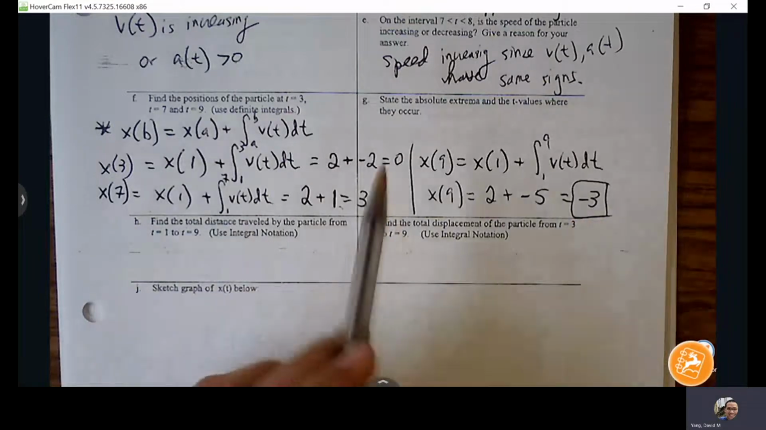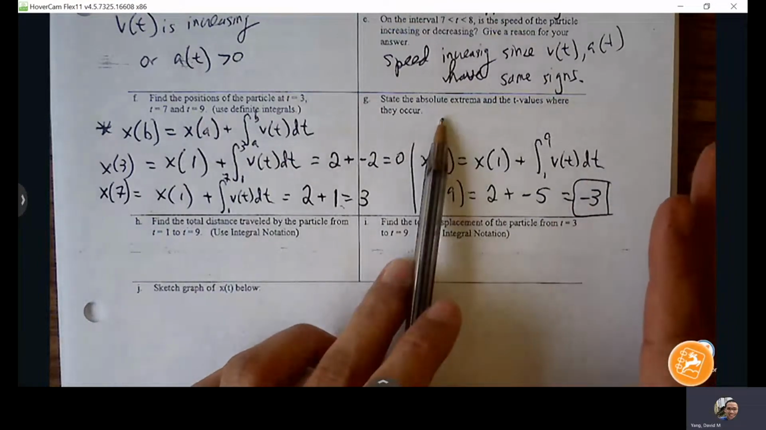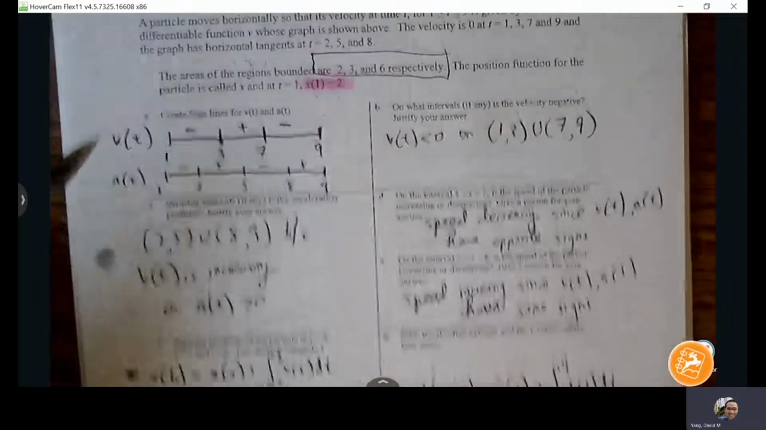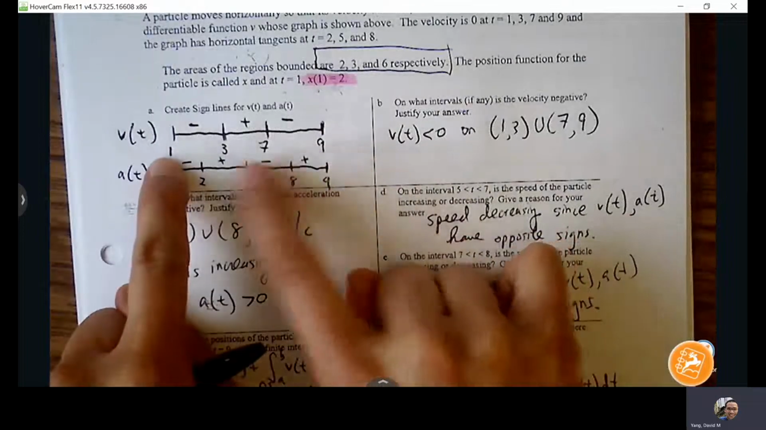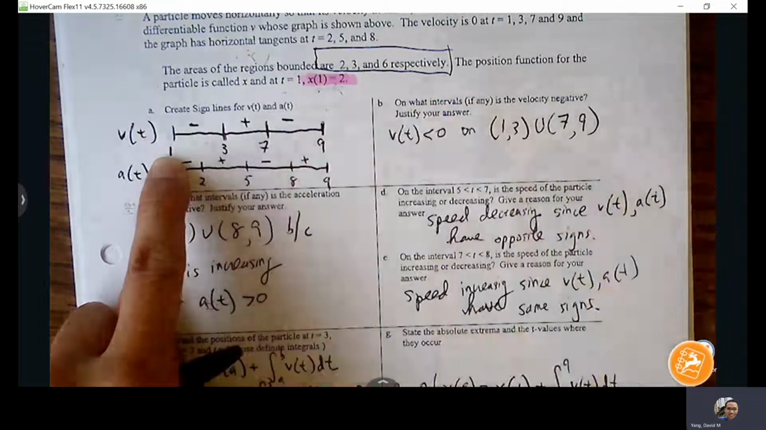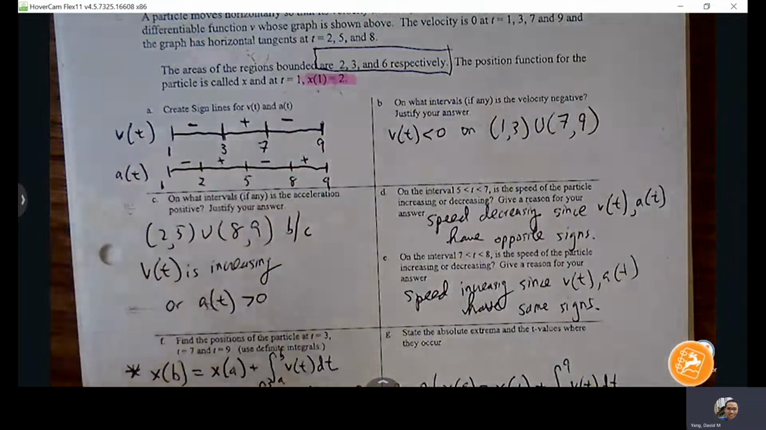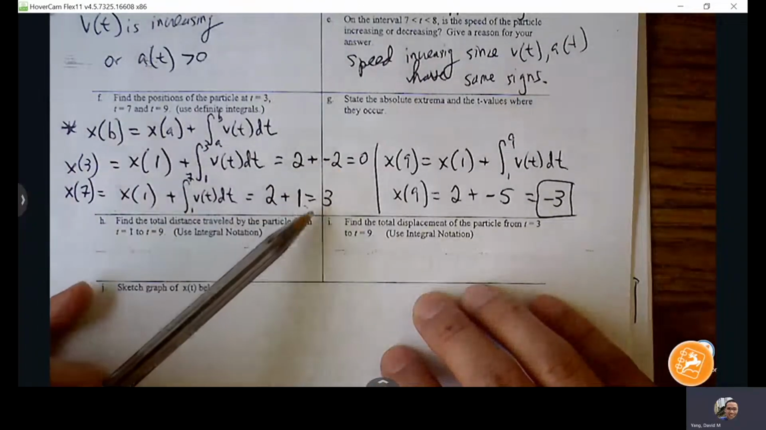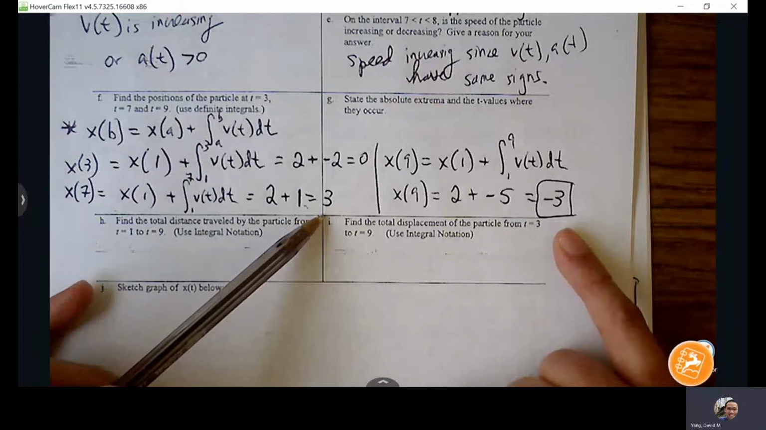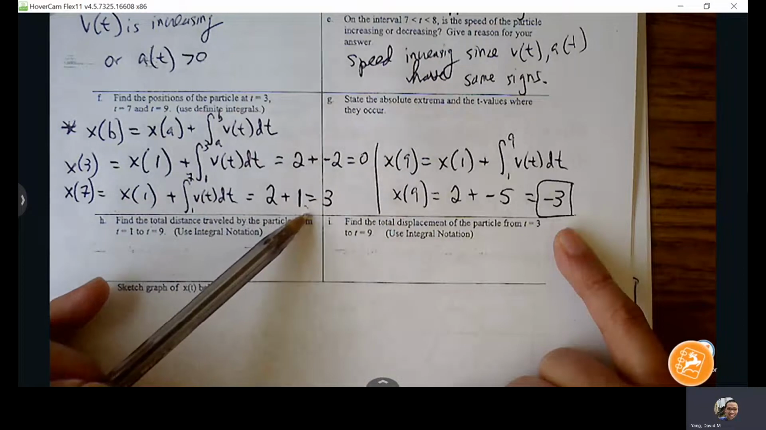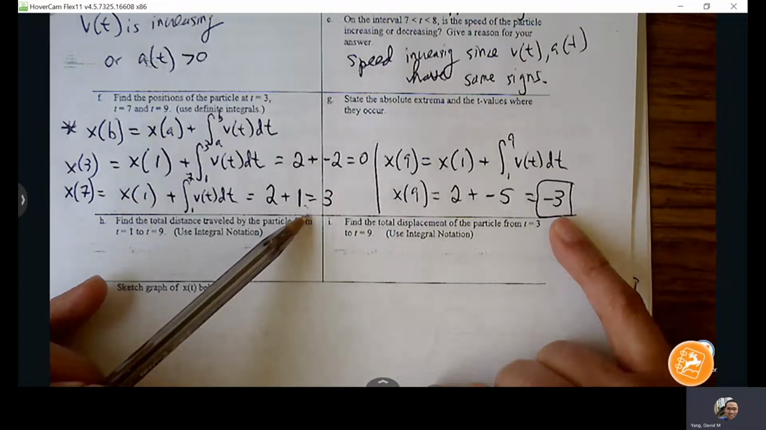Okay, let me skip. Oh, for G, it says state the absolute extrema. So absolute extrema just means EVT, right? EVT means find the positions at 1, 3, 7, and 9, and then just compare their y values to see which one is the highest value and which one is the lowest value. So x of 1 is 2, x of 3 is 0, x of 7 is 3, x of 9 is -3. So your absolute max is going to be 3, and your absolute min is going to be -3.